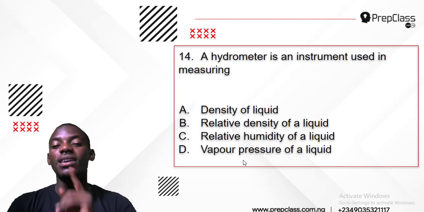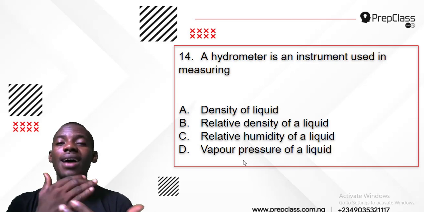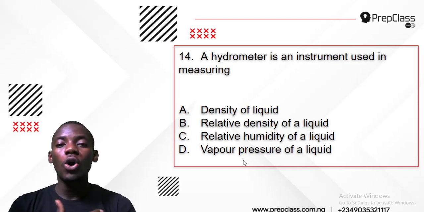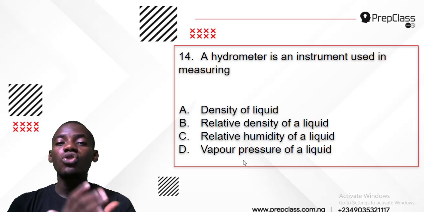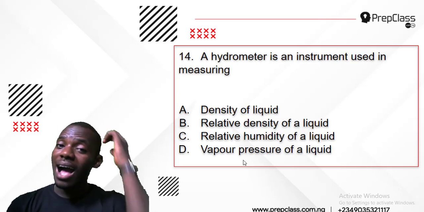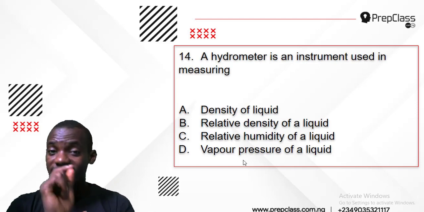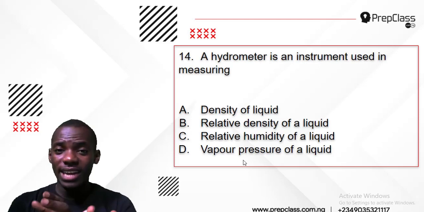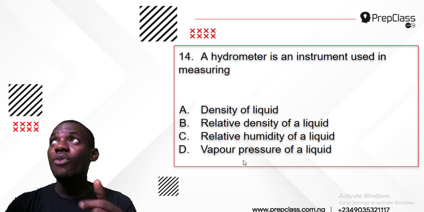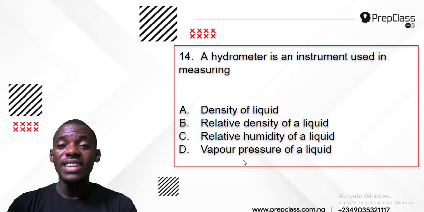Yes, it is density. Now, if it is a hygrometer, hygro is used to measure relative humidity, but a hydrometer is used to measure density. In my mind, I just coded it with the letter D: D for hydro and D for density, right? Why G for hygro and then relative humidity?